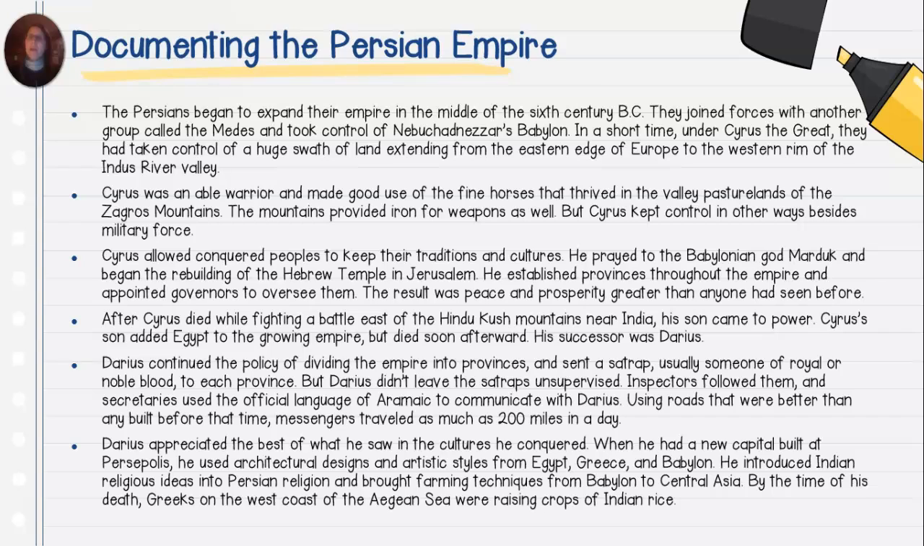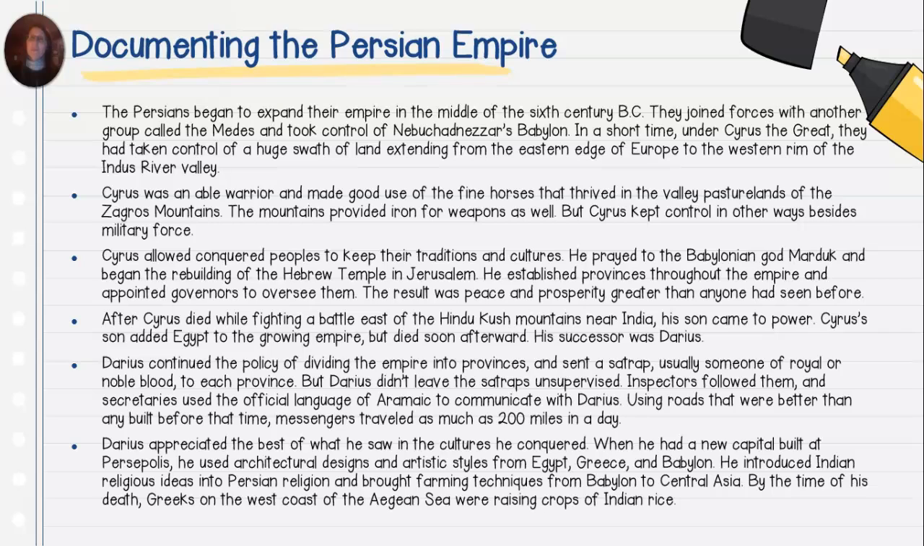but Cyrus kept control in other ways besides military force. Cyrus allowed conquered peoples to keep their traditions and cultures. He prayed to the Babylonian god Marduk and began the rebuilding of the Hebrew temple in Jerusalem. He established provinces throughout the empire and appointed governors to oversee them. The result was peace and prosperity greater than anyone had seen before. After Cyrus died while fighting a battle east of the Hindu Kush Mountains near India, his son came to power. Cyrus's son added Egypt to the growing empire, but died soon afterwards.